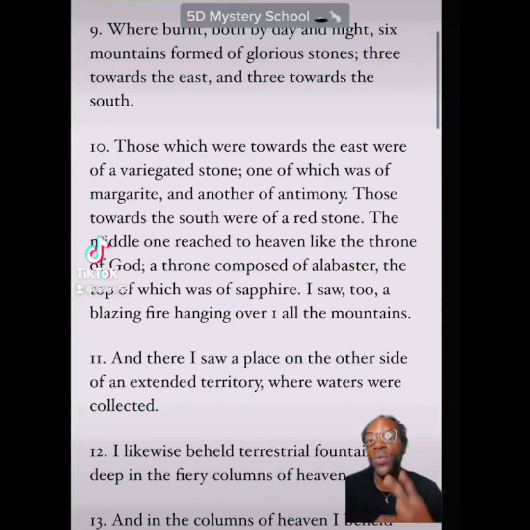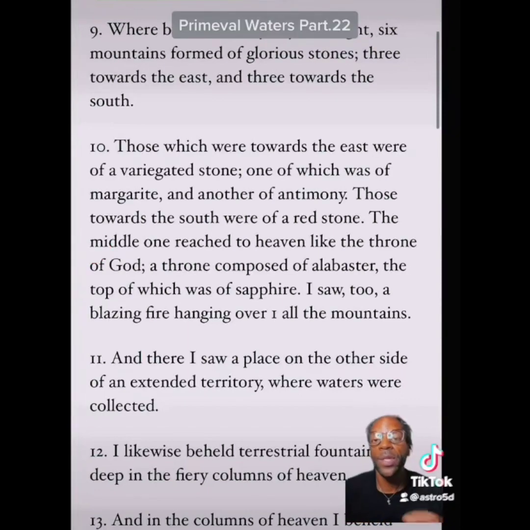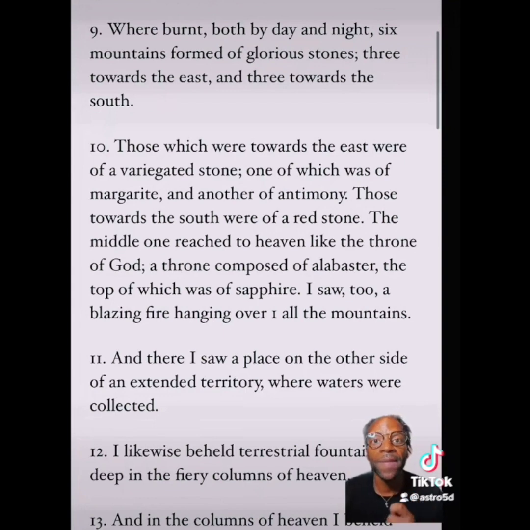Primeval Waters, Part 22. Let's get into it. Continuing with the books of Enoch. I perceived at the extremity of the earth the firmament of heaven above it. Then I passed on towards the south.